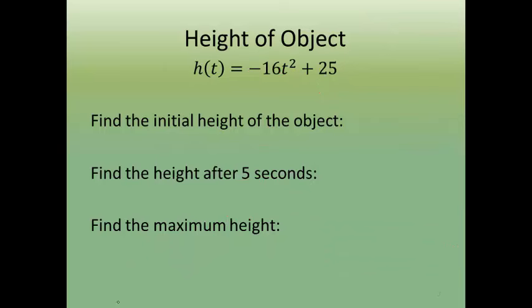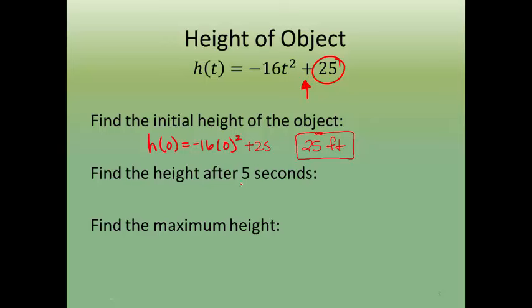All right, another one. This one, as you can see, is a little bit different. It does not have an initial velocity. In other words, this was just dropped. Nothing was pushing it up or down. It was just let go from 25 feet up. So my initial height is again when t equals 0. Negative 16 times 0 squared plus 25 gives me an initial height of 25 feet.